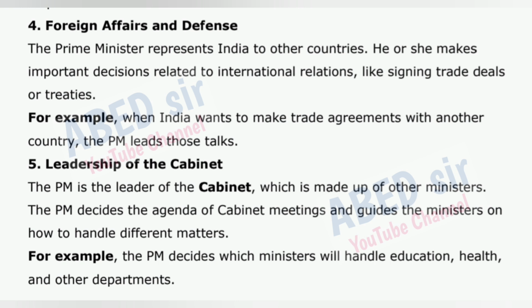The PM is the leader of the Cabinet, which is made up of other ministers. The PM decides the agenda of Cabinet meetings and guides the ministers on how to handle different matters. For example, the PM decides which ministers will handle education, health, and other departments.